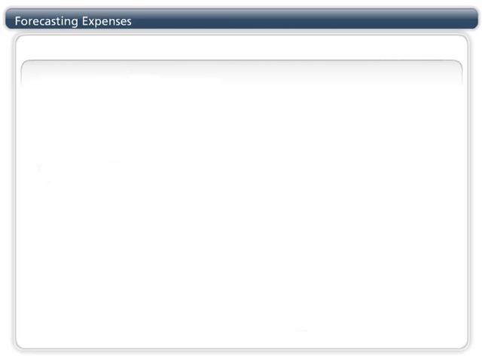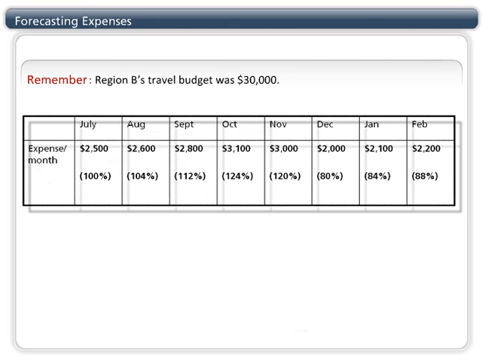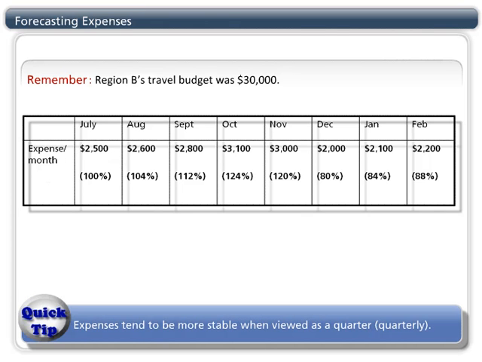You may remember from the last section that Region B's travel budget was $30,000. This chart displays actual travel expenses for 8 months. You may note that, as is usually the case, the expenses vary from month to month. Expenses tend to be more stable when viewed as a quarter because of monthly seasonal variations, in this case due to less travel due to holidays or vacation days.